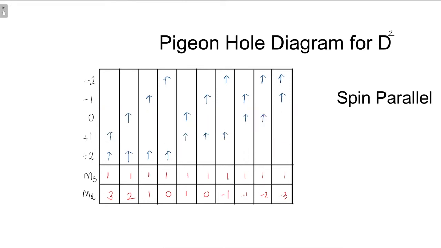In this video lecture, we are discussing the pigeonhole diagram for d2. What you need to do is go and watch the previous videos on p2 and Hund's rule, and if possible, a video you'll find on term symbol as well. If you don't know how to find the term symbol, you have to watch these three videos before you can proceed with this one. So I'll be starting the pigeonhole diagram for d2.